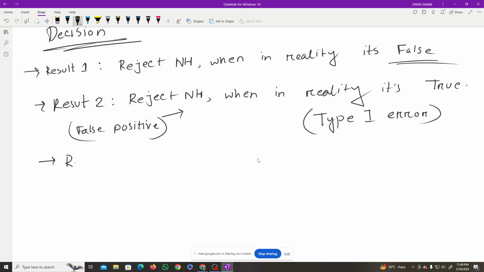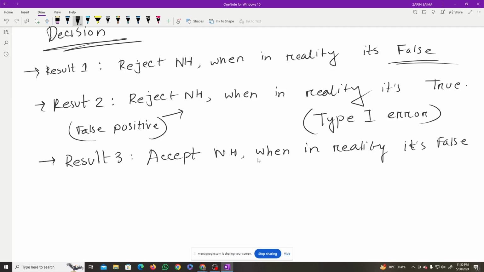Then there might be another case where you accept the null hypothesis when in reality it's false. So this is a problem, right? Because you're accepting the null hypothesis, but it is not the correct thing. It is false in reality. So you make type 2 error. This type of error is known as type 2 error.